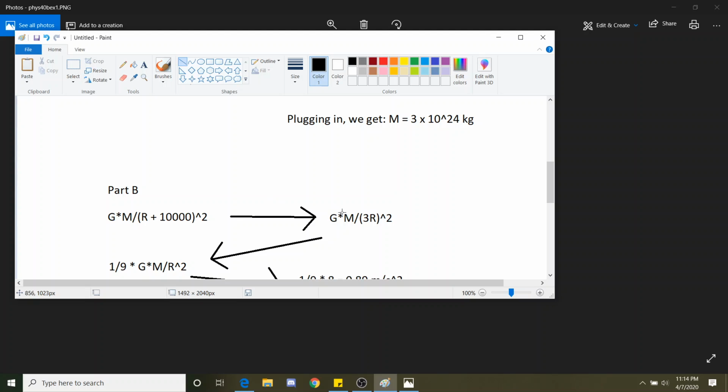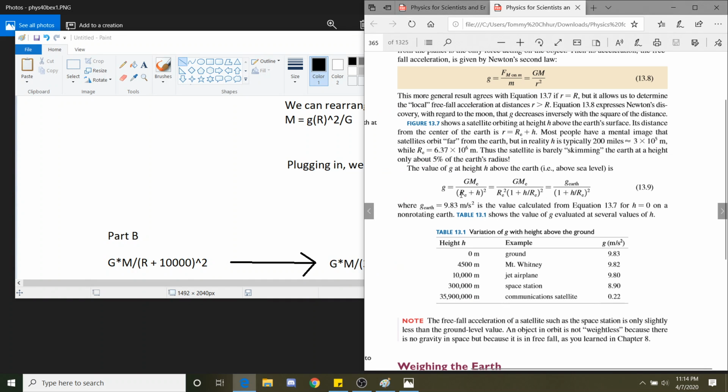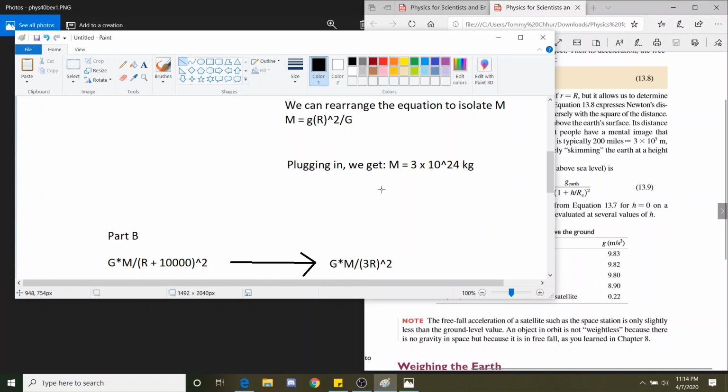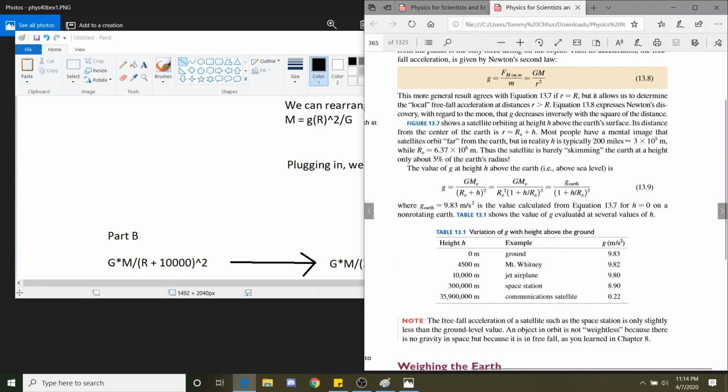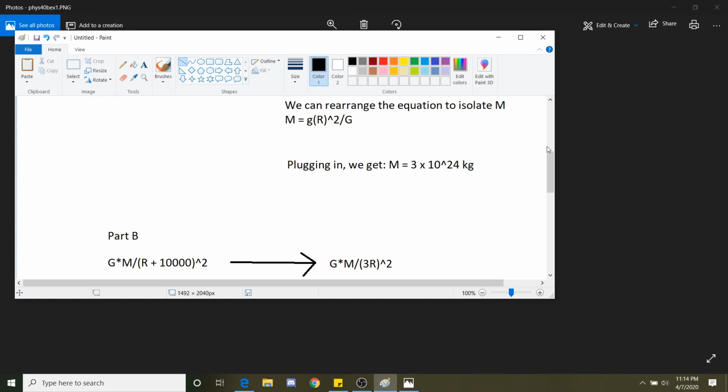And in doing so, we can rewrite this equation as G times M over (3R) squared, where the h turns into 2R, so then we add them together, and it becomes 3R squared down here. Oh, my bad. Give me a second.